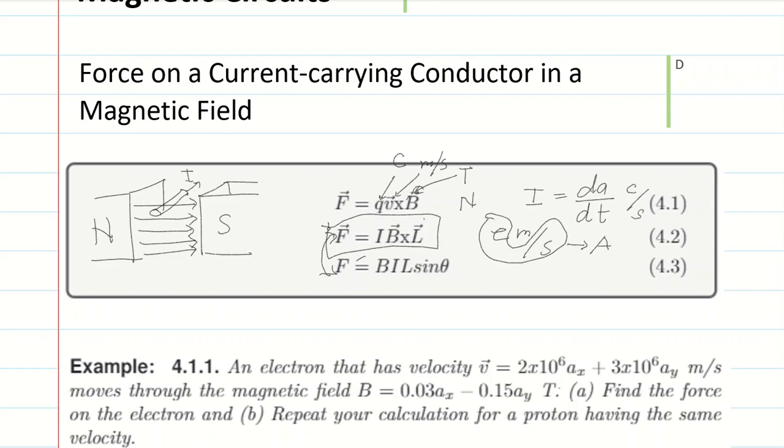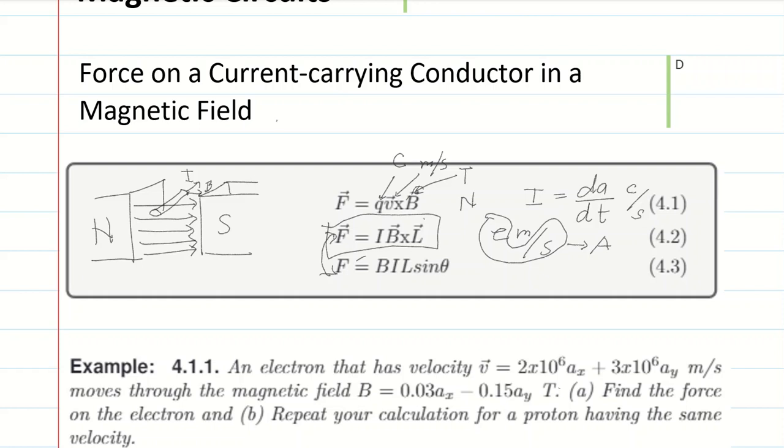the cross product of the direction of the magnetic field and the direction of the length. So the direction of the length will be in the same direction as the current, in that direction. So what will be the direction of the force? When we are taking the cross product, it should be perpendicular to both of them. So in this direction is the magnetic field B. So where's the force? We can use the left hand rule.